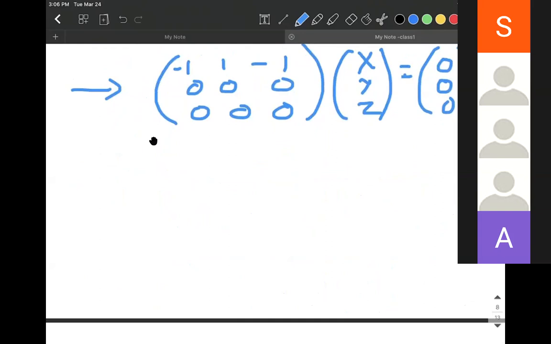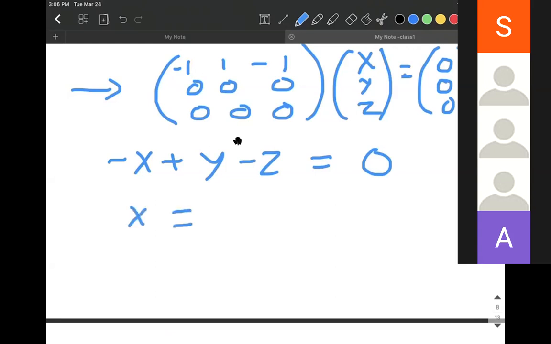So what does it mean? It means that minus x plus y minus z equals 0. Okay, so this is the only equation that we have to solve this system. If you change it a little bit, what we get is that x equals y minus z. Right, so minus x plus y minus z is 0 means x is equal to y minus z.